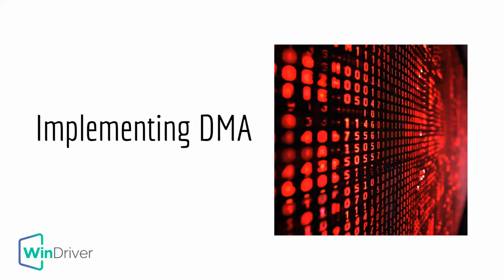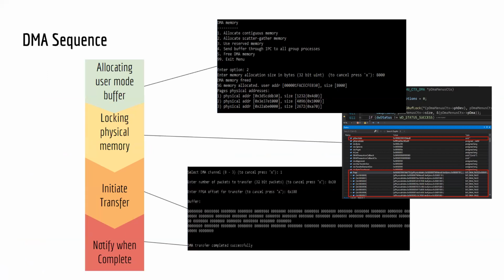Okay, so let's talk about implementing DMA. In general, this is the flow, this is the sequence. This is what we offer, what we are doing as WinDriver to enable you to perform DMA with ease. The flow is pretty simple. We allocate the user mode buffer, and I'm talking about scatter gather, because in contiguous there is an option to pre-allocate. We will talk about it after reviewing the XDMA sample code, which we are doing right now.